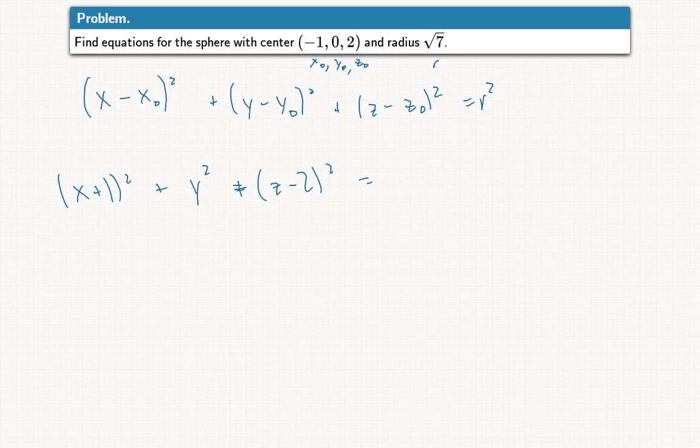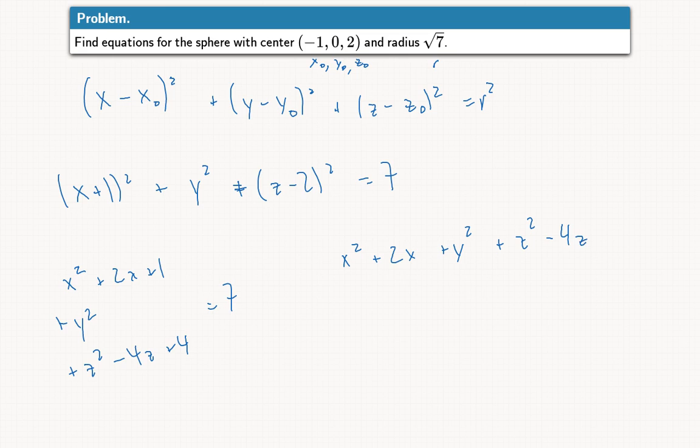If you like, you could expand this out as x squared plus 2x plus 1 plus y squared plus z squared minus 4z plus 4 equals 7, and then rewrite this as x squared plus 2x plus y squared plus z squared minus 4z is equal to 2. But for most purposes, it'll be a lot easier to just leave it in this form.